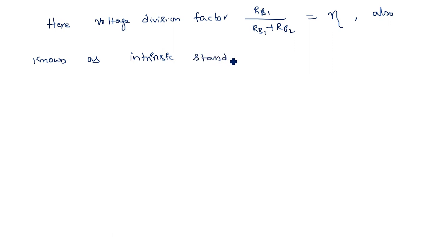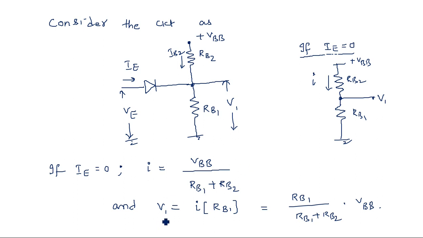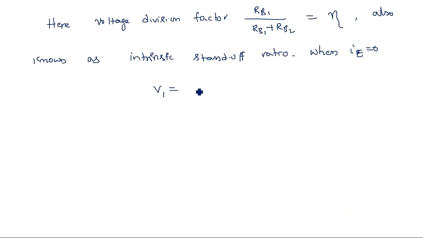Intrinsic standoff ratio. So eta is nothing but the voltage division factor, or intrinsic standoff ratio. But we have to keep this point in mind: this is all true when IE is equal to 0. So we can write V1 is equal to RB1 by RB1 plus RB2 into VBB. We have assumed this factor as eta, so V1 is equal to eta into VBB.